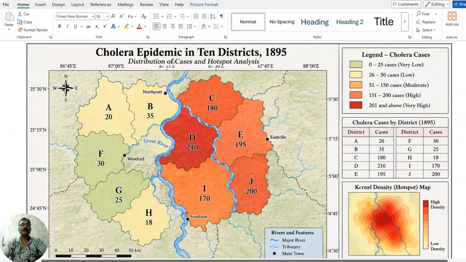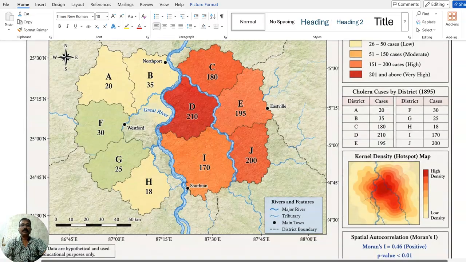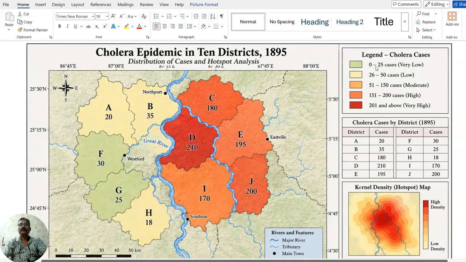Okay, the cholera epidemic in 10 districts, 1895. So these are the cases: 0 to 25 cases very low, 26 to 50 cases low, 51 to 150 cases moderate, 151 to 200 cases high, 201 and above very high. There is no hard and fast rule on how to classify this, so it depends on the case, or on some introspection, and using some intelligence it can be classified into different classes in this way.